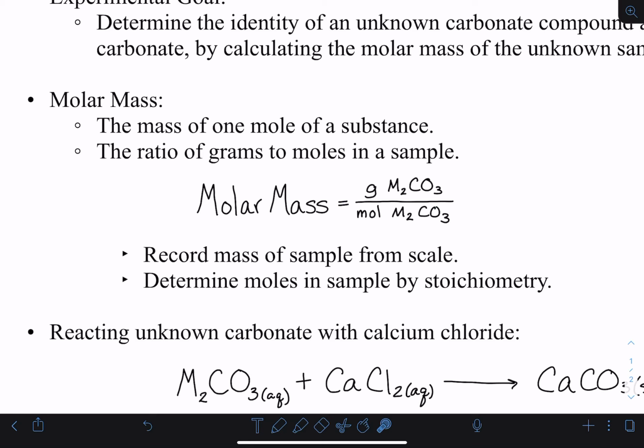So knowing grams is easy. We're just going to record that from the scale. So we're going to be taking a sample of our unknown compound and simply weighing it and recording its mass. So we have one of our 2 data pieces right from the beginning. And then we're going to be performing a reaction that will allow us to determine how many moles were present in that sample by stoichiometry.